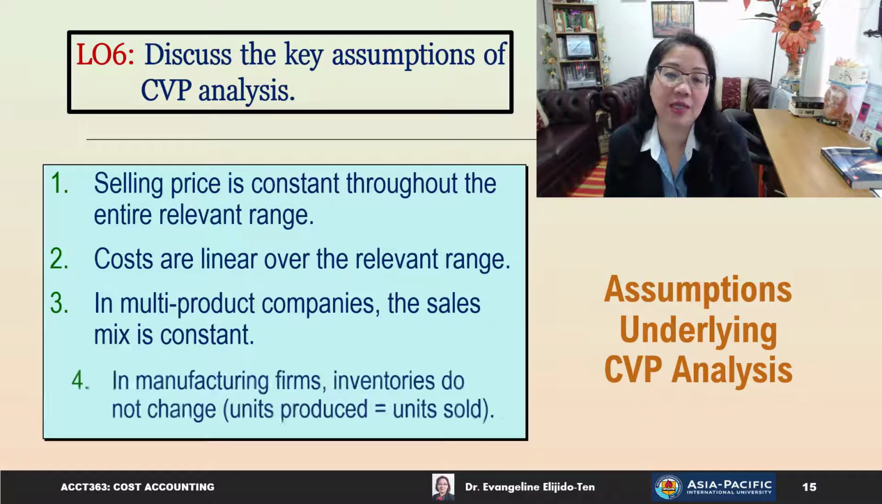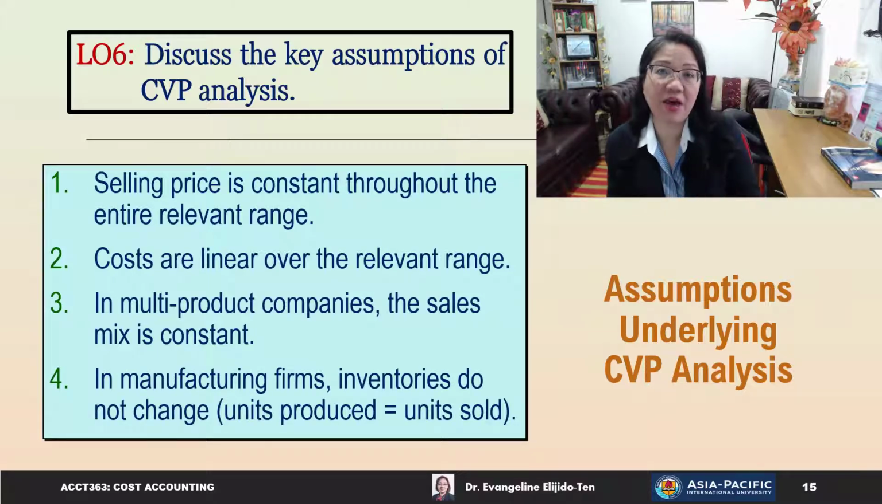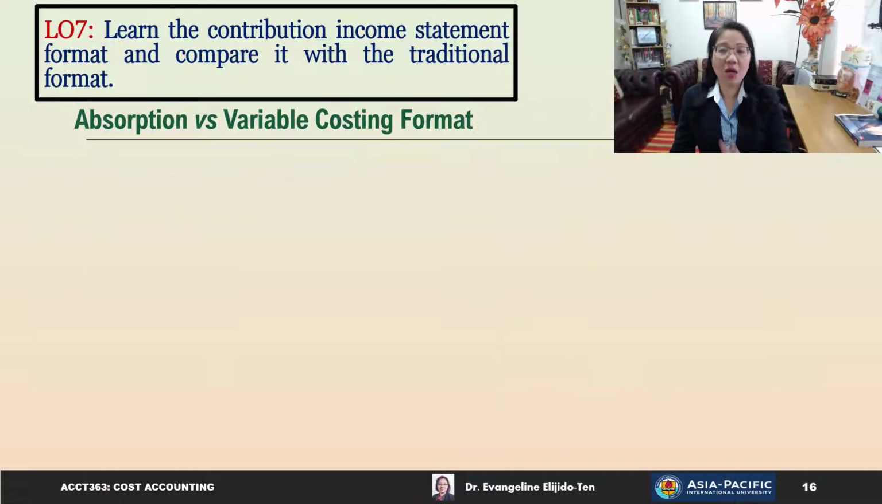And the fourth assumption is that in manufacturing firms, we assume that inventories do not change. What does that mean? We assume that units produced are all sold. Therefore, there's no change in inventories. All right. So let's move on to learning objective 7.